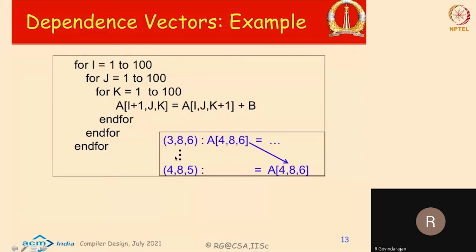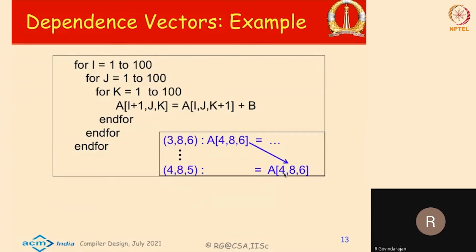So let's look at two different iteration vectors here as an example. For example, if I take the iteration vector 3, 8, 6, that means substituting I is equal to 3, j is equal to 8, and k is equal to 6, then the left-hand side for this iteration vector would be 4, 8, 6. That means that it would produce the value of array element 4, 8, 6. Then if I take some other iteration vector, let's say 4, 8, 5, and look at the right-hand side, that is consuming the same memory location 4, 8, 6.